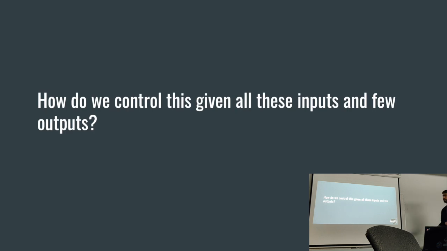So here's the question. I just gave you a bunch of inputs, and a bunch of outputs. How do we control those given all of these inputs and four outputs, right? I just gave you guys four inputs, five, six, seven, eight inputs, four outputs. So how do we control this? There's a lot of data here, right? We've got a lot of inputs in our system. Technically, this is a MIMO system, but can we simplify this down into a SISO system? Single input, single output system.